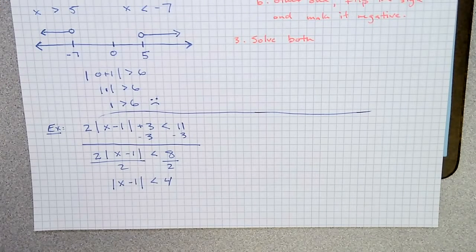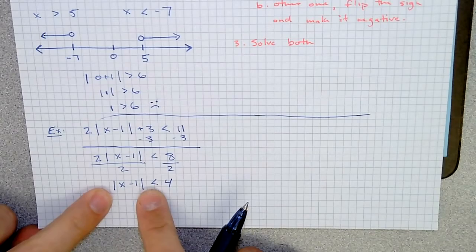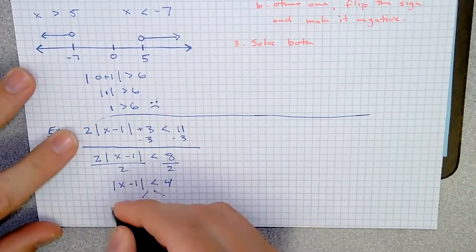Okay, if I divide by 2, do I need to flip the sign? No, right? Only if it's a negative. All right, so now I'm left with the absolute value of x minus 1 is less than 4. Okay, so my absolute value is on the side by itself. Yes. So now I'm going to write my two inequalities.